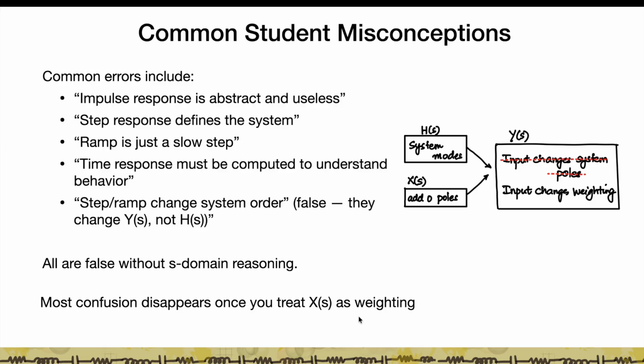Let's just hit the misconceptions head on. Impulse response is useless? No, it's the system's fingerprint. Step response defines the system? No, it's one experiment. Ramp is a source step? No, it stresses tracking of an unbounded command. Time response must be computed to understand behavior? No, the S domain lets you predict a lot without full inversion. And the big one, step and ramp change system order. No, they change Y(s) because X(s) changes. The system remains the same.